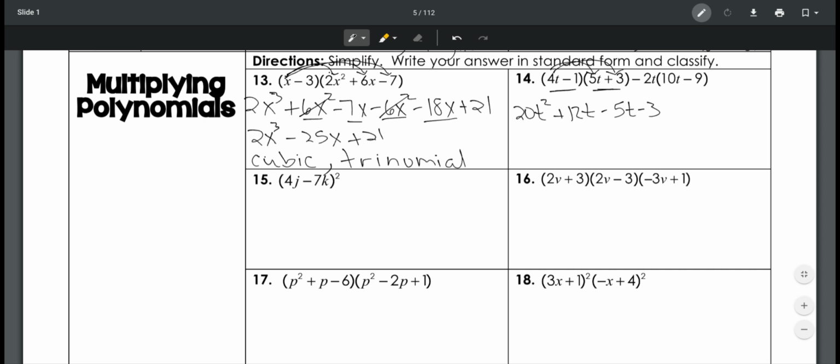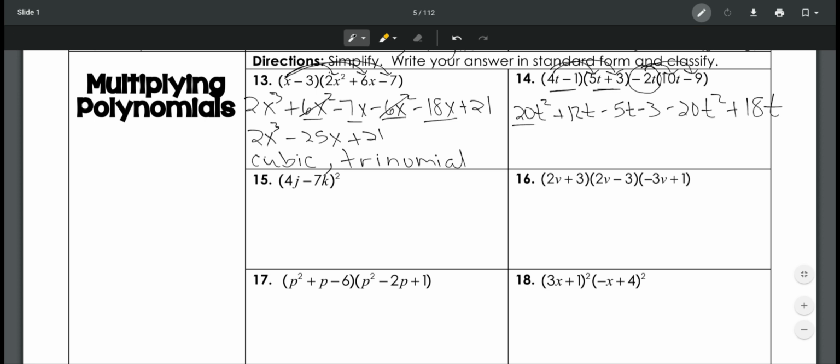So I have done all the foiling that I need for the first two groups. The second group, I'm going to take negative 2t and distribute it across the parentheses. So negative 2 times 10 is negative 20t squared. Negative 2 times negative 9 is positive 18t. Once you clear all the parentheses, you will need to go through and add up like terms.